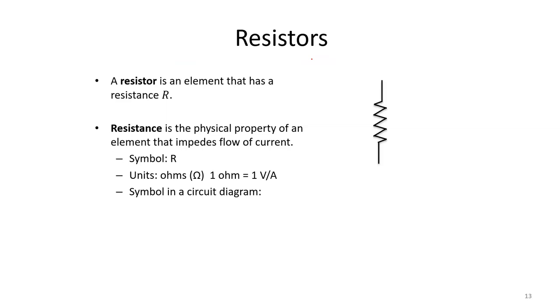So first one, resistors. A resistor is a circuit element that has some resistance R. And you may recall, resistance is the physical property that impedes current flow. It resists current. Symbol for resistance is R. Units of resistance are ohms. Remember, 1 ohm is 1 volt per ampere. And the symbol in the circuit diagram is just that zigzag line.